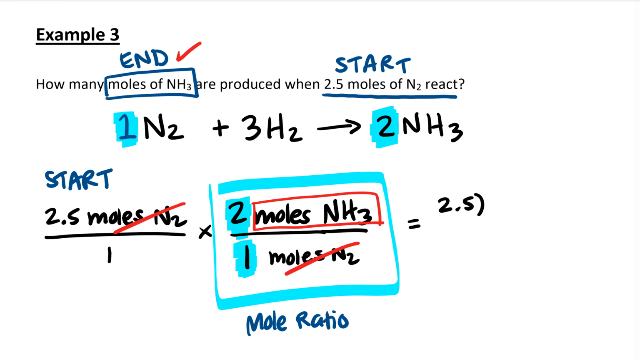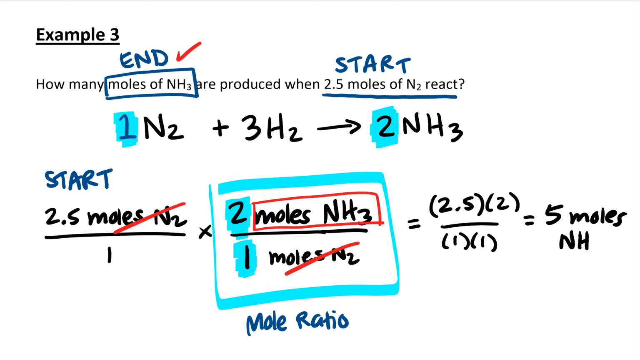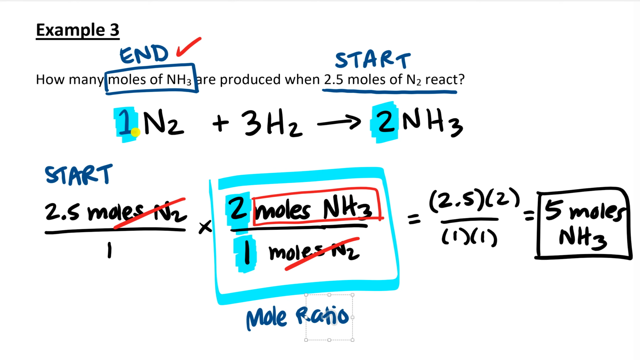It is 2.5 times 2 all over 1 times 1. And 2.5 times 2 is 5. And I copy down that unit of moles of NH3. And so here I have just used the power of that balanced chemical equation recipe. For every 1 mole of nitrogen that reacts, we're going to produce 2 moles of ammonia. So if I change the starting value to 2.5 moles, I know we're going to make double the amount of ammonia. And so 2.5 times 2 is 5 moles of ammonia produced.